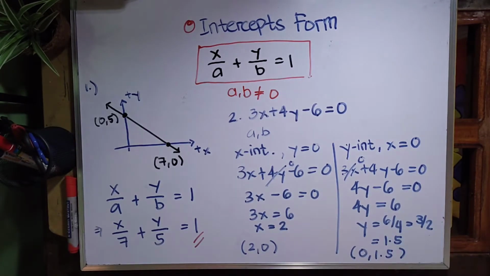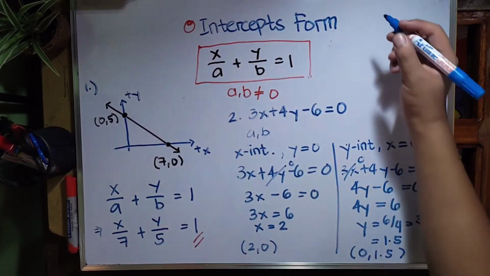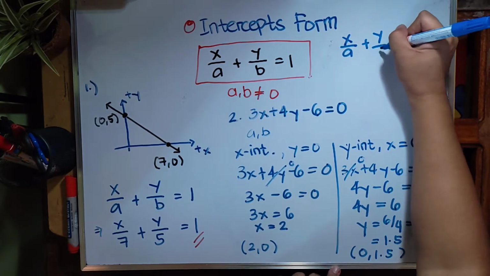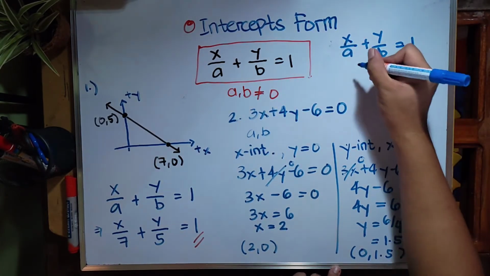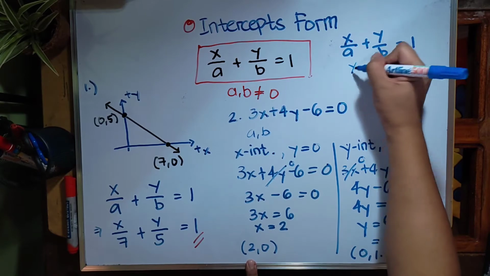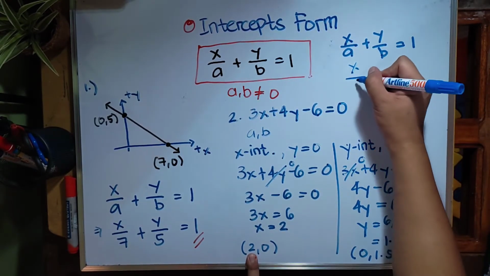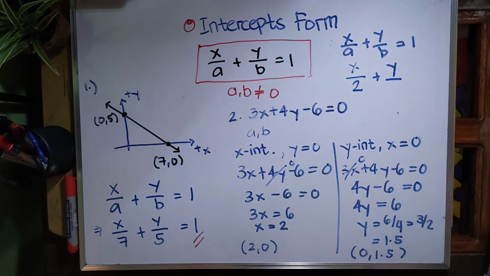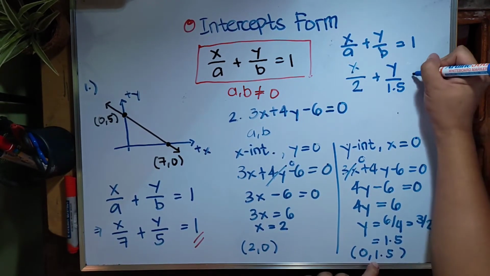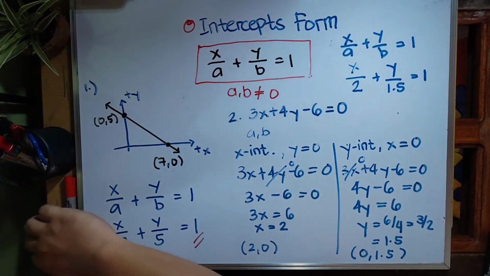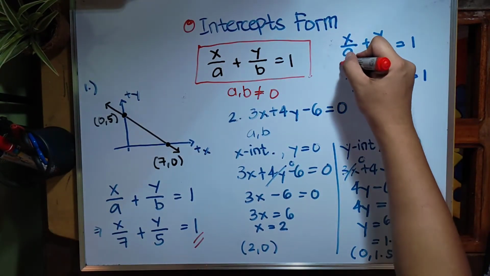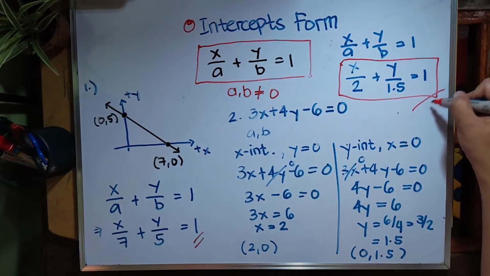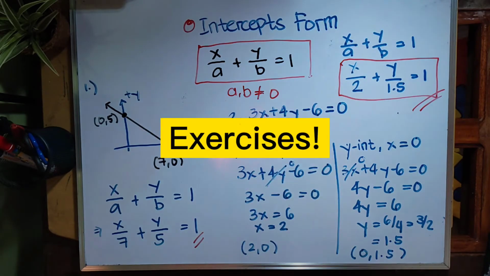Now, to have our equation, x over a plus y over b is 1. So our equation will become x over 2, our x-intercept, plus y over 1.5, our y-intercept, equals 1. So this is our final answer. Okay? Madali lang, di ba?